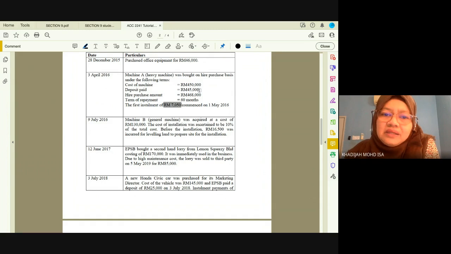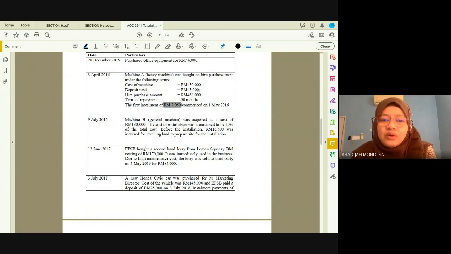Whatever the balance, cost minus deposit, divide by the number of months or number of repayments, then you get your capital portion. You don't need to worry about breaking it up into capital portion and interest. You only need to know the capital portion so that you can compute what your qualifying expenditure is for the respective years of assessment.